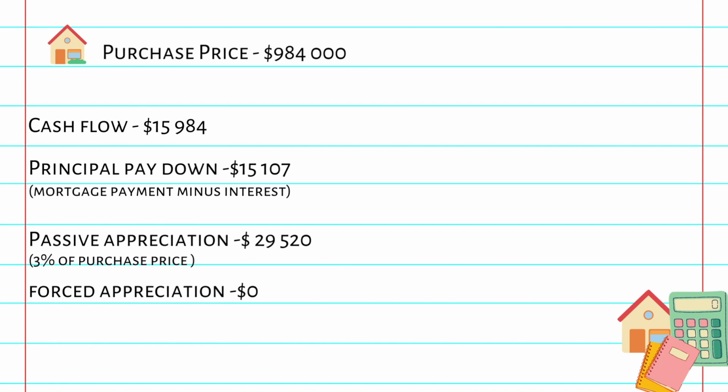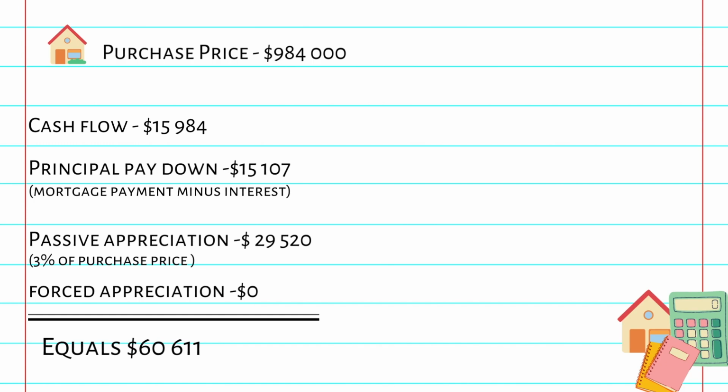So the principal paydown is the monthly mortgage payment minus the interest. That equals $15,107 per year. The passive appreciation is 3% of $984,000. That equaled $29,520. And there'll be nothing for forced appreciation on this deal.